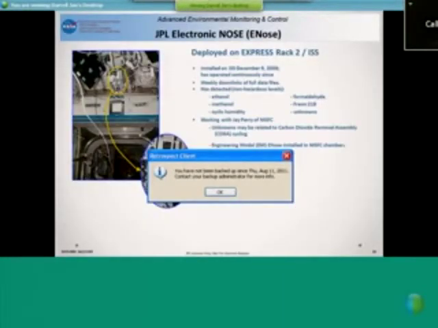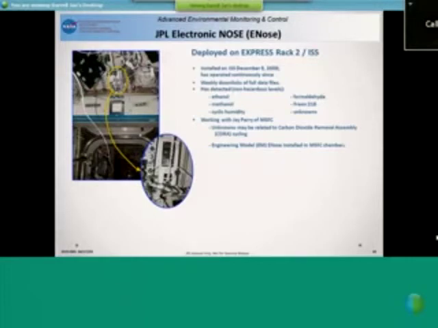Let's see, that's just a picture of the electronic nose mounted in the space station. It detected some events, none of which were hazardous. The most amusing one was right around the Christmas and New Year's time frame. We noticed a surge in the appearance of ethanol vapor. So we thought perhaps the crew members were celebrating.